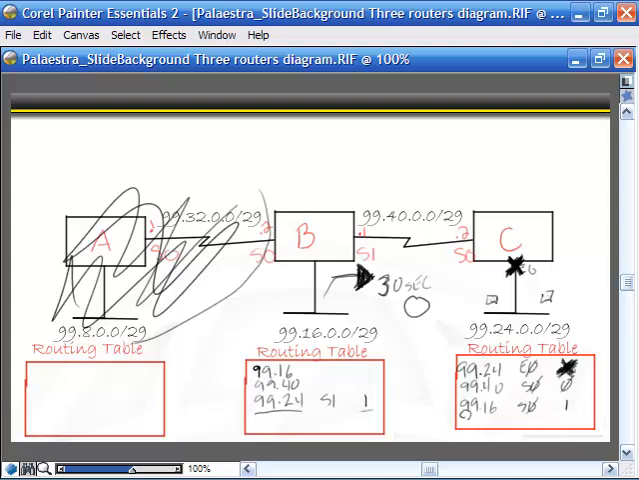And he'll go, oh, a new way to get to network 99.24. He doesn't realize that there is no new way and B has to go through him to get there. He just sees that B has a way to 99.24, so he's going to try to use it. And since B's cost is 1, his cost is going to be 2. And he is going to go out of his serial 0 interface instead of his Ethernet 0 interface.